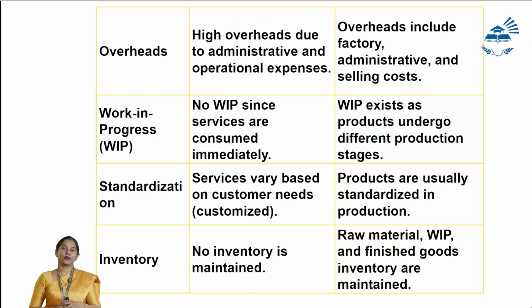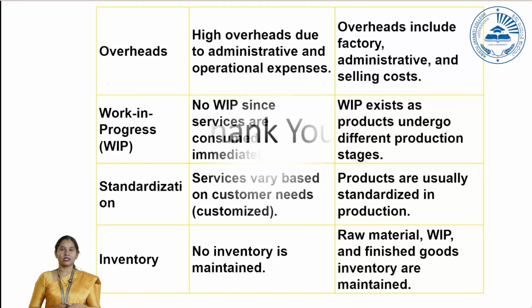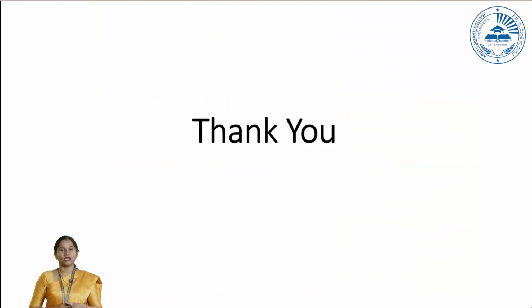The last point is inventory. No inventory is maintained under service costing because it is not required. In product costing, raw materials, work in progress and finished goods are inventory, which is very important for the product to be maintained. So these are the differences between service costing and product costing.